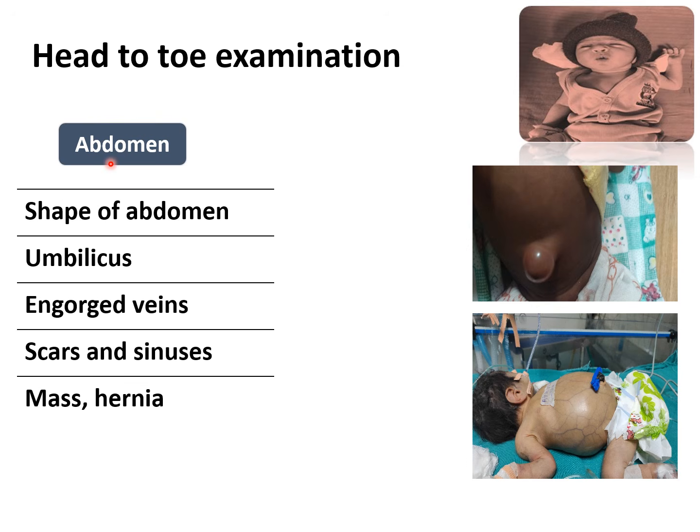Then check the abdomen for its shape, whether it is normal, scaphoid or distended. Then check the umbilicus, its position and its shape: is it normal, protruded or inverted? Then check for any engorged vein. Here in this image you can see engorged veins are present, and here in this image you can see the baby has an umbilical hernia. Then check for any scar, sinus, mass or any hernia.